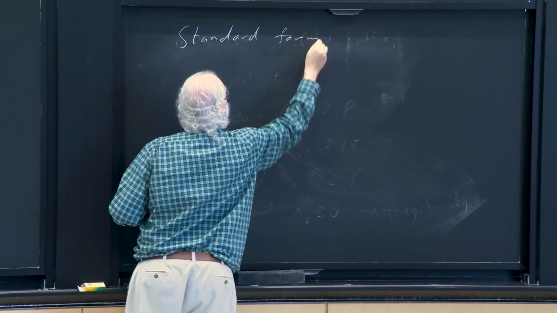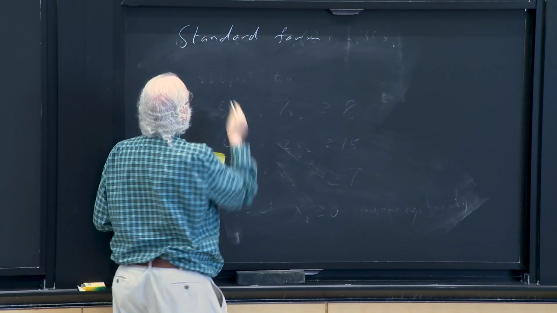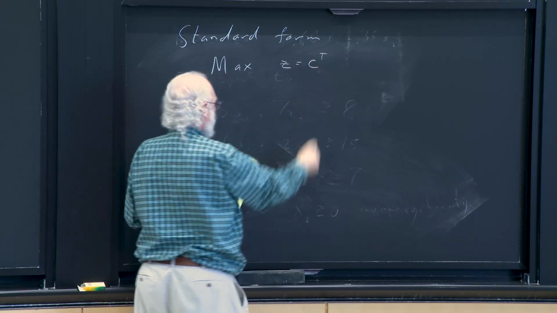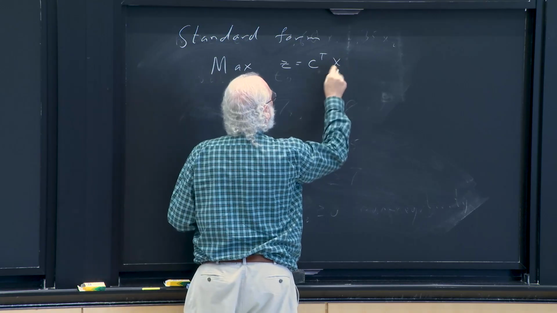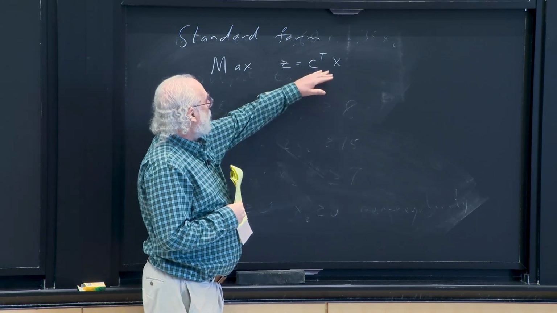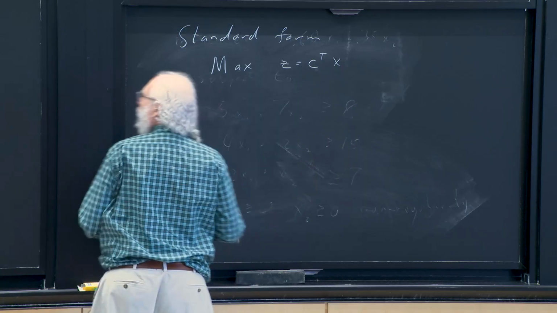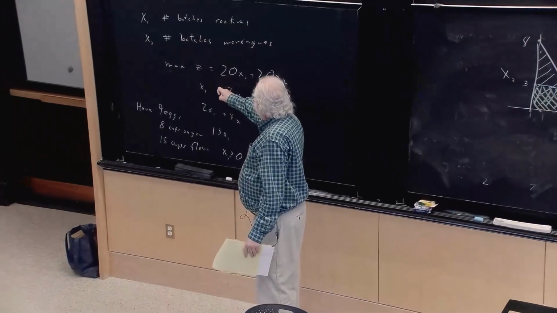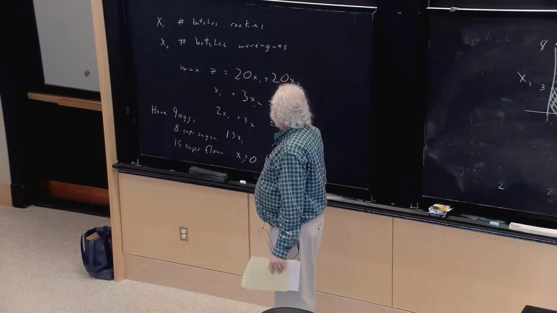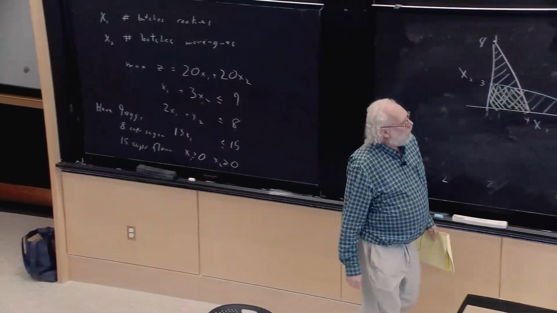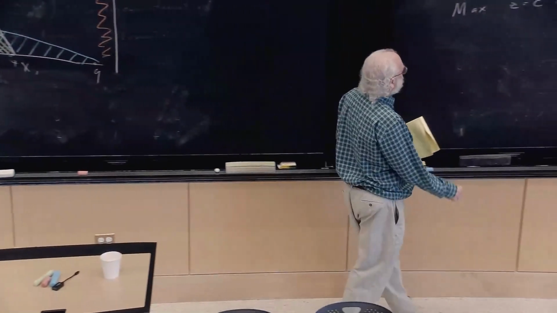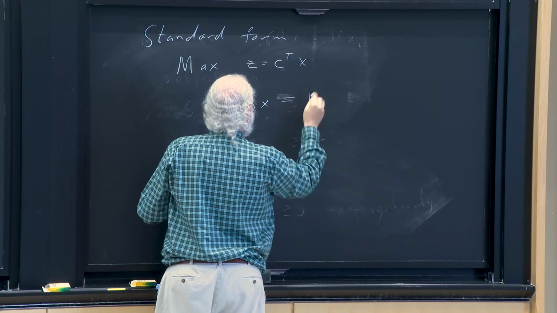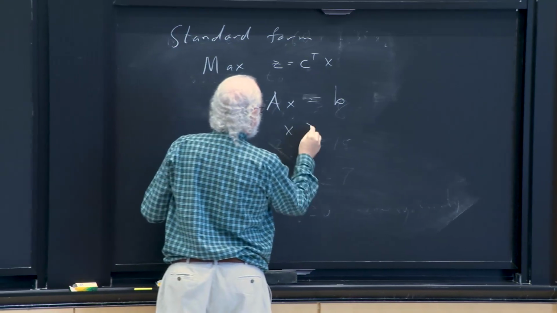Standard form: maximize Z equals c transpose x. This is not our constraints, this is our objective function. So here, I guess, c transpose is the vector 20, 20. Ax equals b and x greater than or equal to 0.